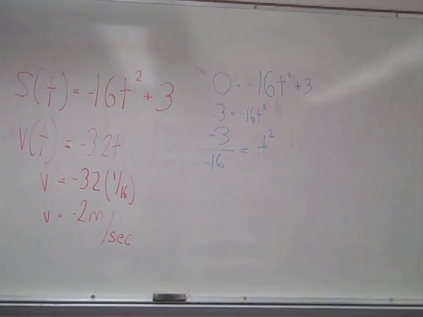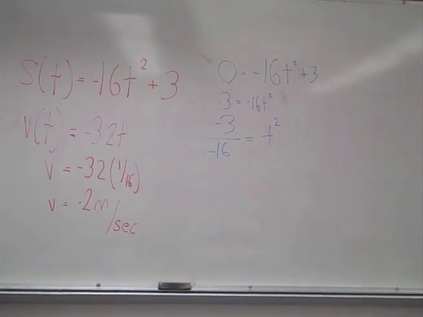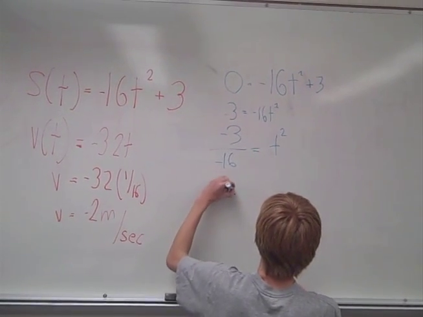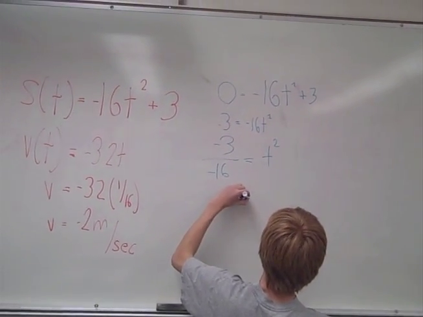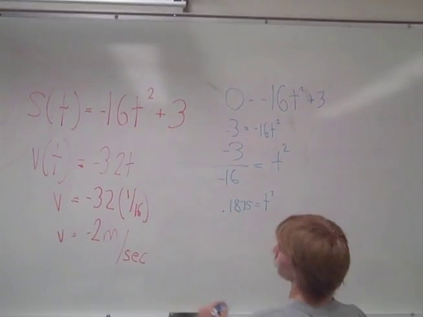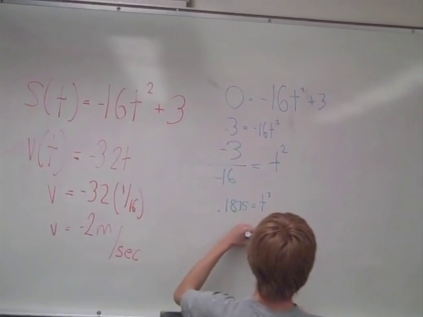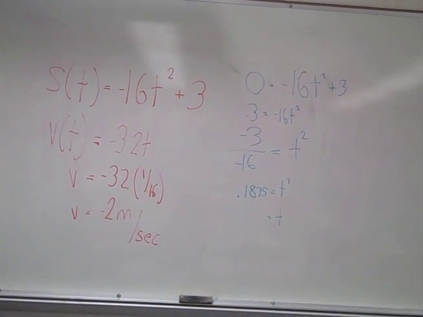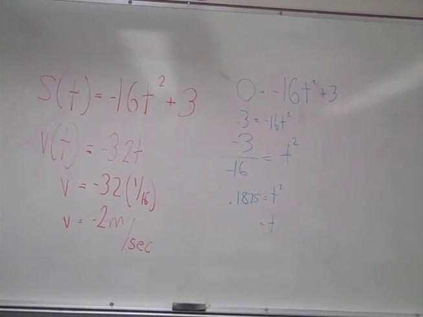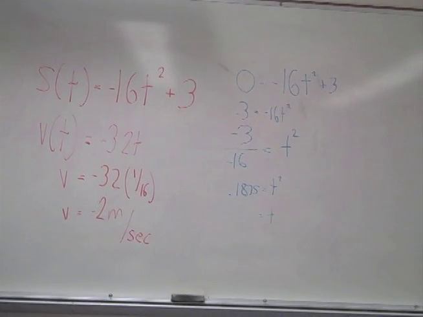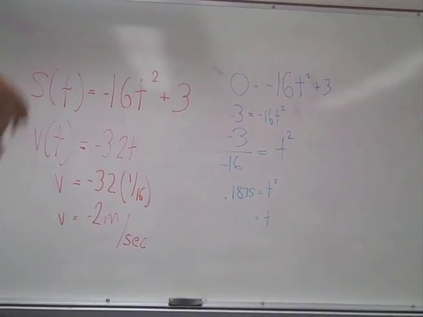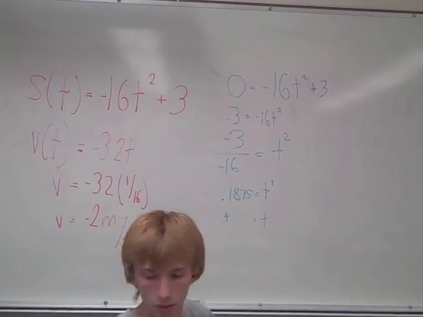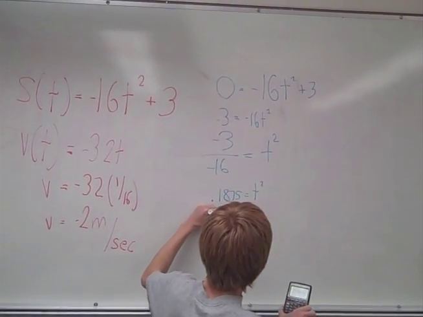Enter that in, -3 divided by -16. 0.1875 equals t squared, and then take the square root of both sides. So you wind up with t equals .433.